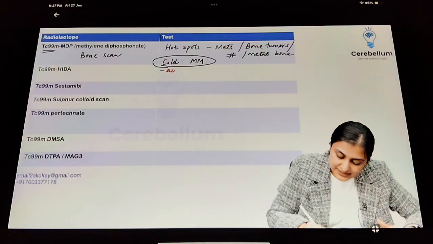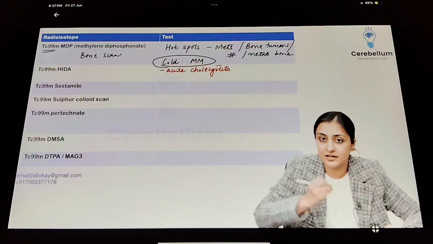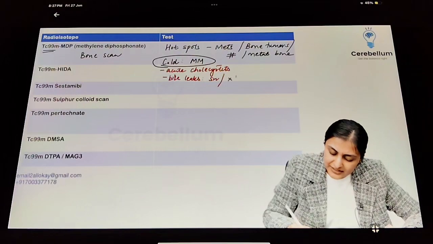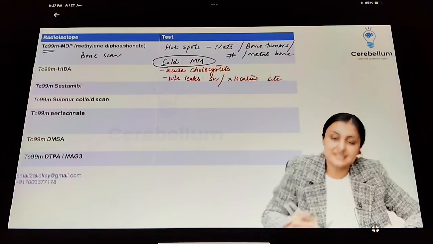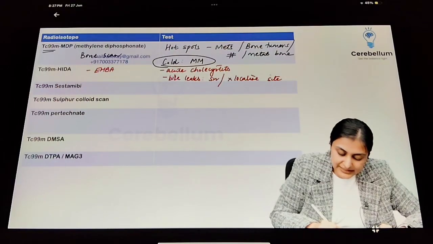So one, we had addressed that it has high accuracy in acute cholecystitis, where you will not see the gallbladder. Second application is in bile leaks, where it is very sensitive, but it does not tell you the site. It can't localize the site or the type of the bile leak. And the third application is extrahepatic biliary atresia.